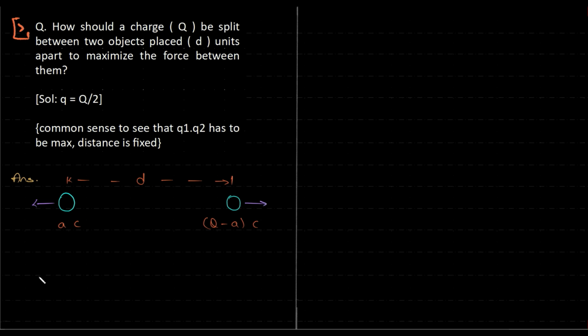I already gave a clue, but let me ask it in another way. So first thing is first, we know that by Coulomb's law, we have the force given by k times q1, q2 by r square. So on substituting, what do we get? The constant, in place of q, say we have q minus a into a by r square. In this case, it's d square.